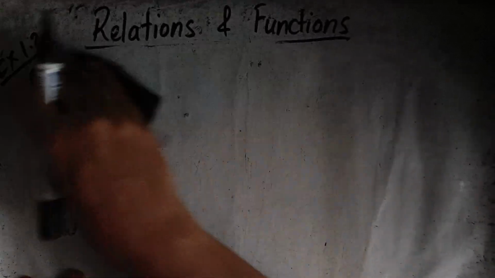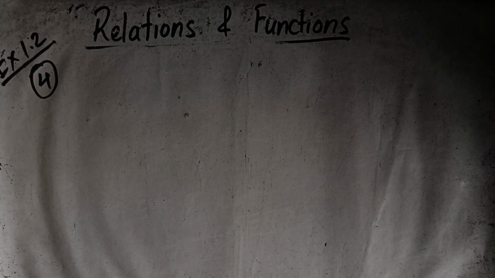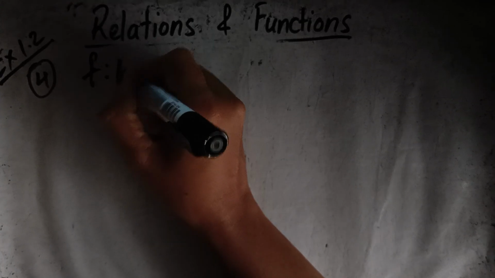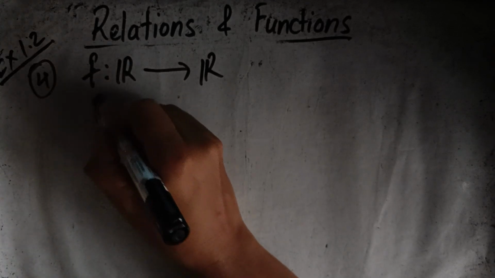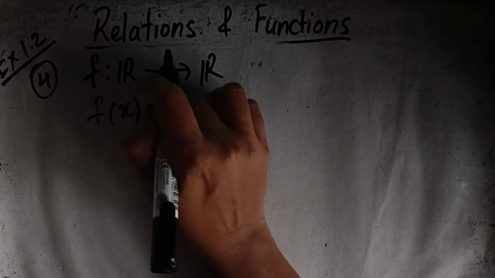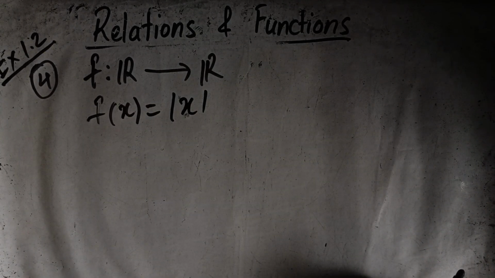Next is question 4. Show that the modulus function given by f of x equal to mod of x is neither 1 1 nor onto. For the introduction of functions, you can refer to my relations and functions video for standard 11th. There it is given in detail what the functions are and the different types of functions.